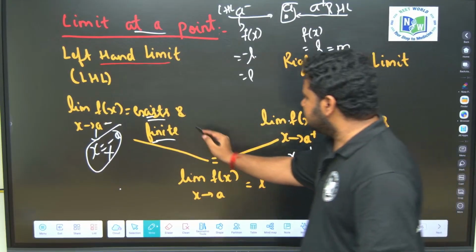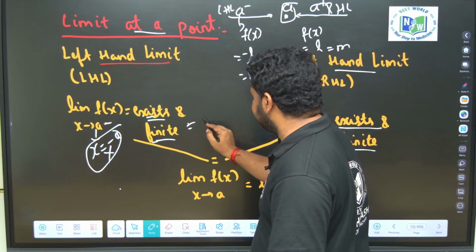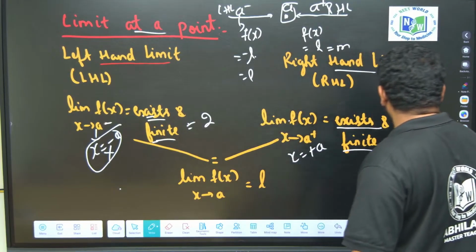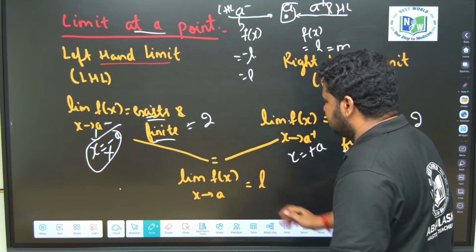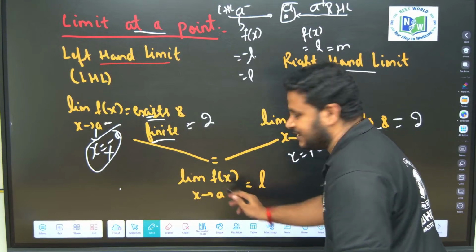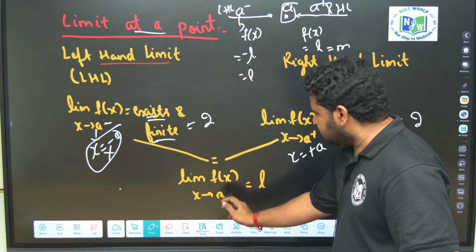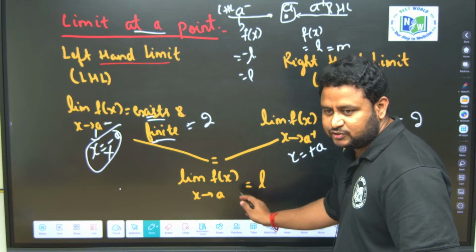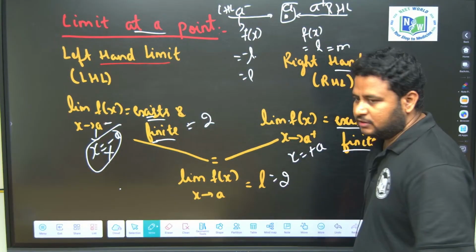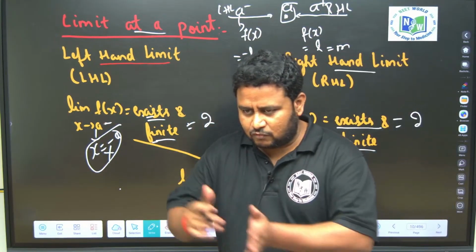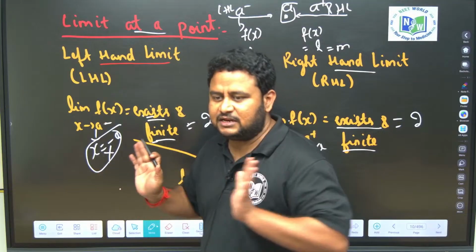So like I told, this value should be equal to some value. Suppose I am getting 2 here, here also it should be 2. Then I say that LHL is equal to RHL. Therefore, limit f of x as x tends to a, just a, not plus or minus, will be equal to L, or in this case it will be equal to 2. Whatever LHL is equal to, whatever RHL is equal to, that same value will be the limit.